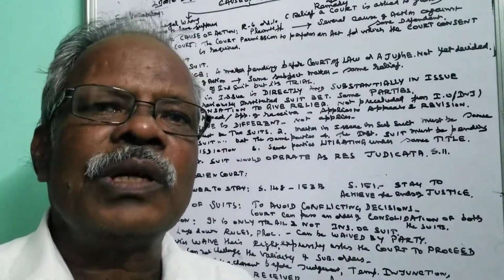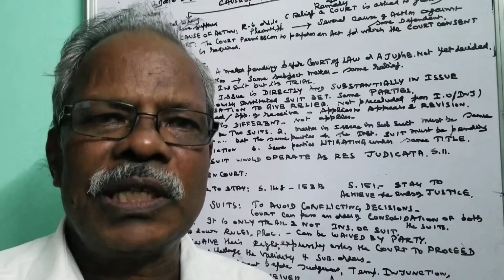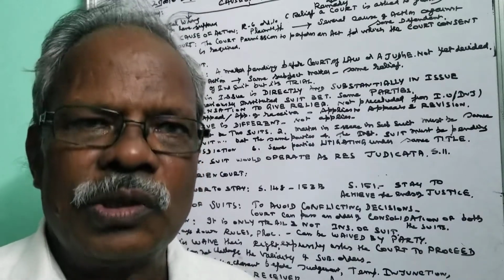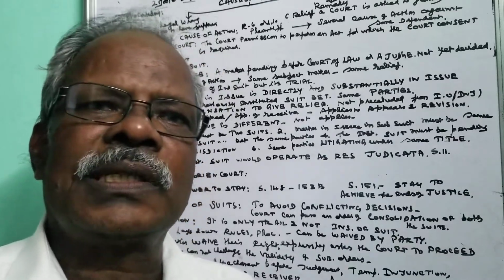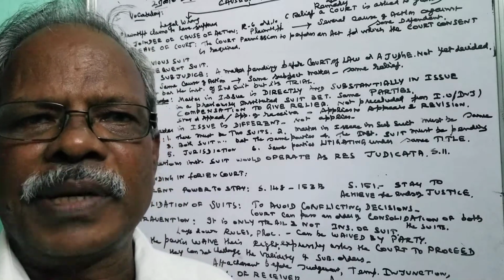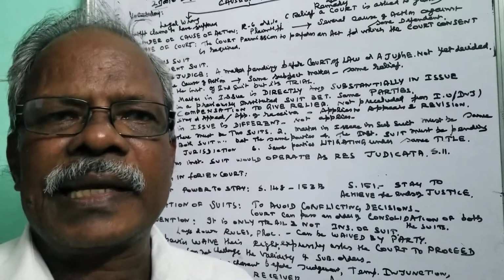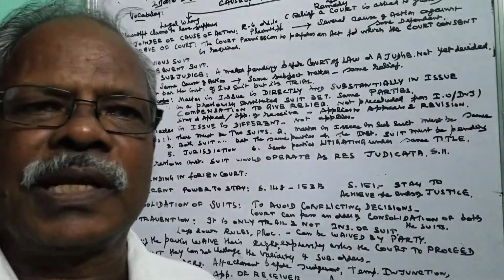When a suit is pending before the court, or the suit is not adjudicated, when the trial is not completed, another case cannot be instituted. That is the meaning of this res subjudice.